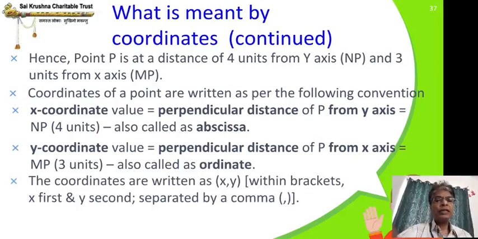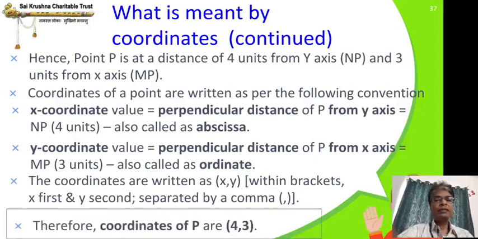The coordinates are written as x comma y, that is within brackets x is coming first and y is second, separated by comma, that is the coordinates of P are 4 comma 3. So this is how, if there is a question, write the coordinates of P. So we will measure like this, we will draw the diagram and then we write P equal to 4 comma 3, coordinates of P equal to 4 comma 3. This is how we have to write the coordinates. So now we understood what is meant by coordinates.